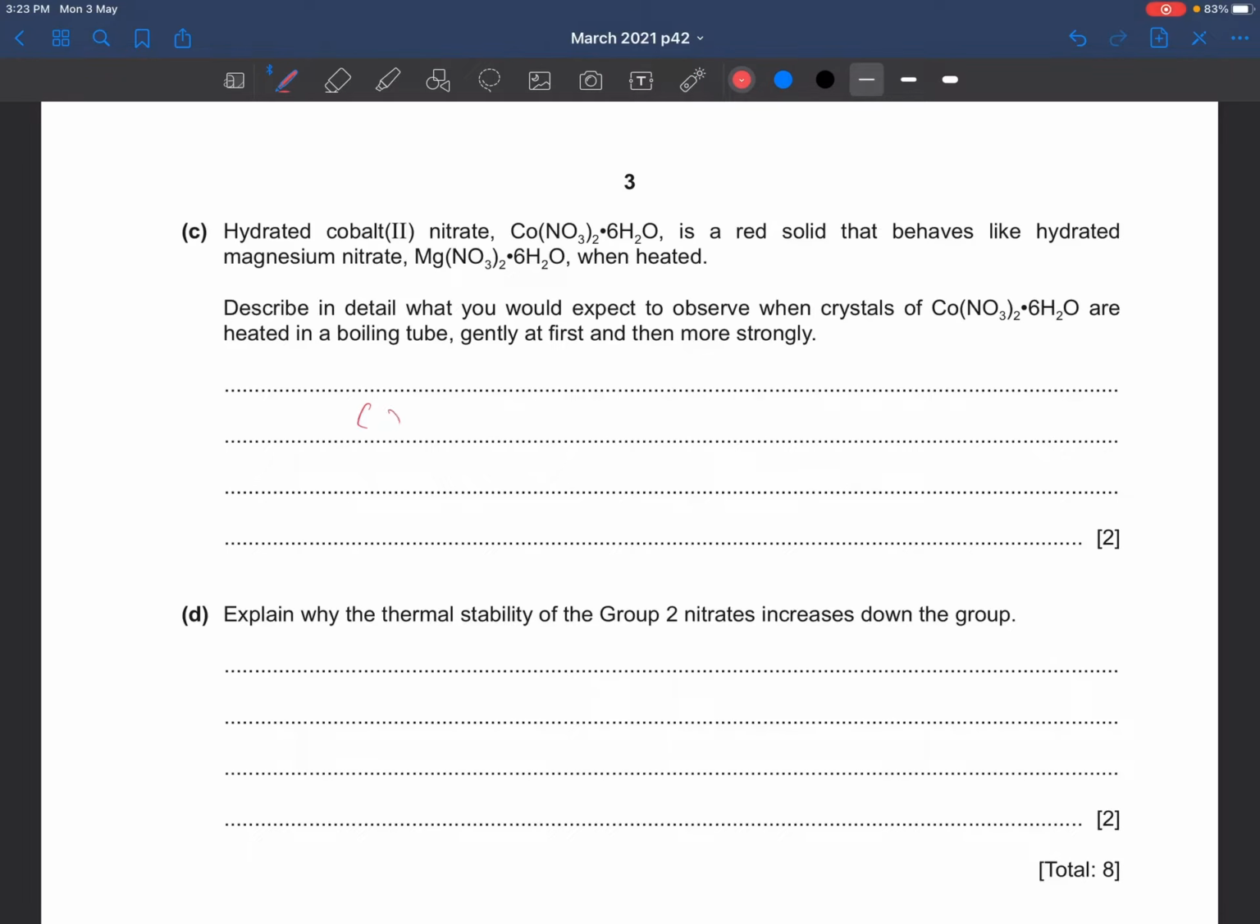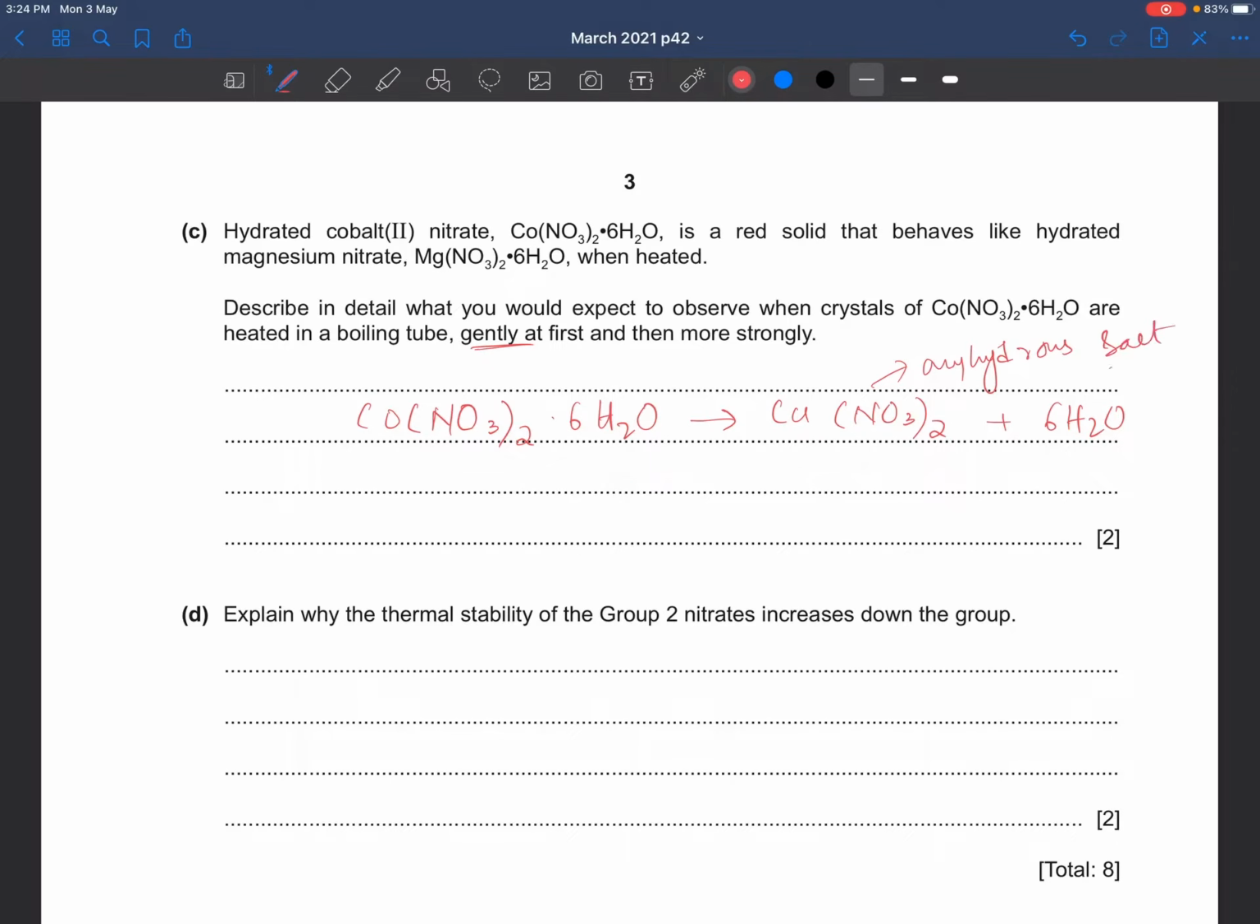So the formula is Co(NO3)2.6H2O. First we have to heat it gently. So when we heat it gently, the water of crystallization would get lost. So we get Co(NO3)2 plus 6H2O. So we can say that the water of crystallization would be lost. It is converted into the anhydrous salt.